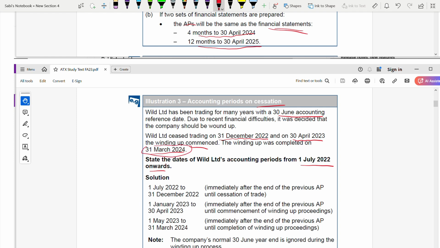So it is from 1st July. You see, the accounting reference date was June. So we'll take from 1st July 2022 to 31st December, this date when they ceased trading. Next is the next date, 1st of January to 30th April.